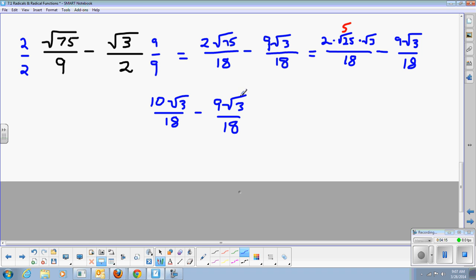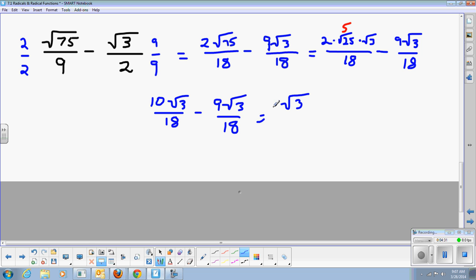And now I take a look. Do I have a common factor in my numerators? Yes, I do. I have a radical. It's the square root of 3. So I have 10 times the square root of 3 minus 9 times the square root of 3, which actually is like 10x minus 9x. So I'm actually left with the square root of 1 times the square root of 3.